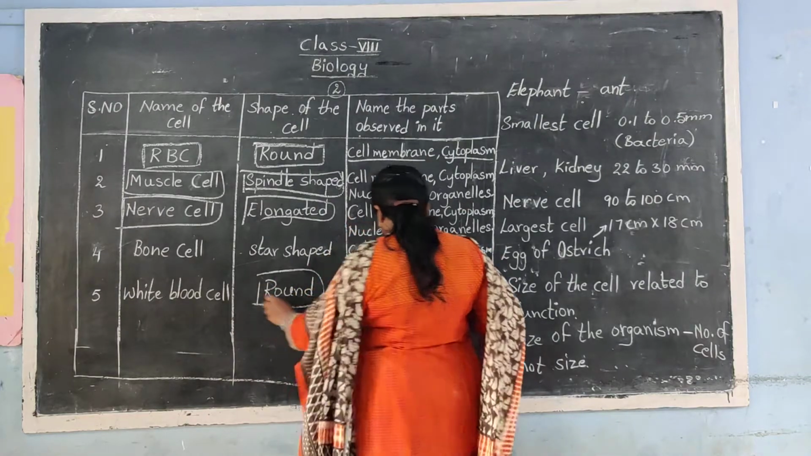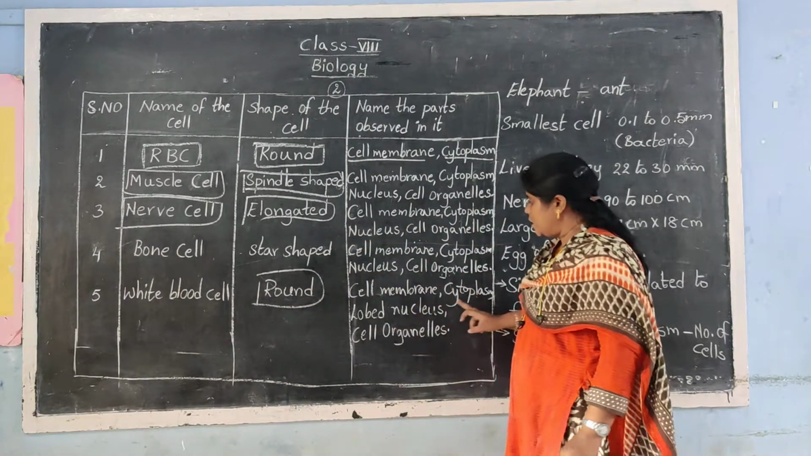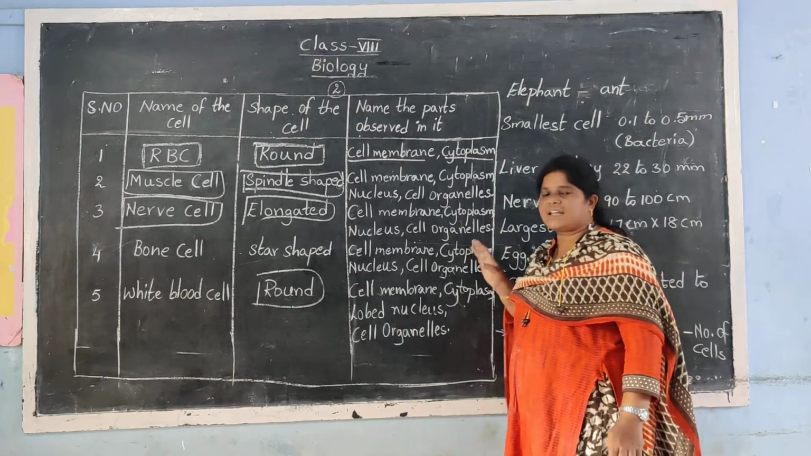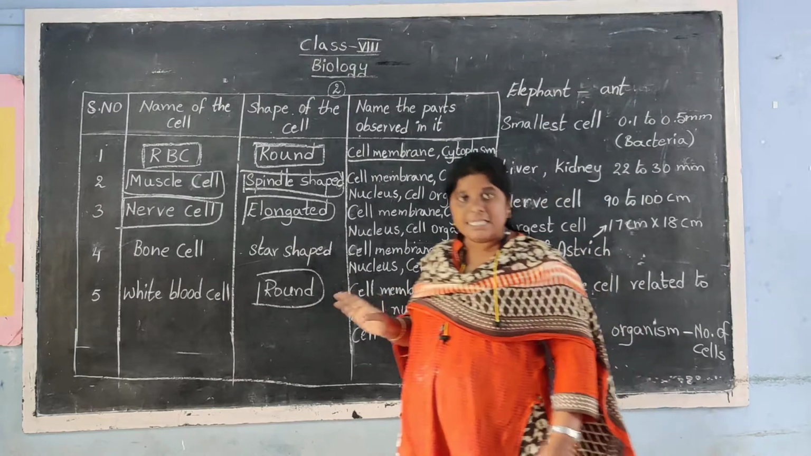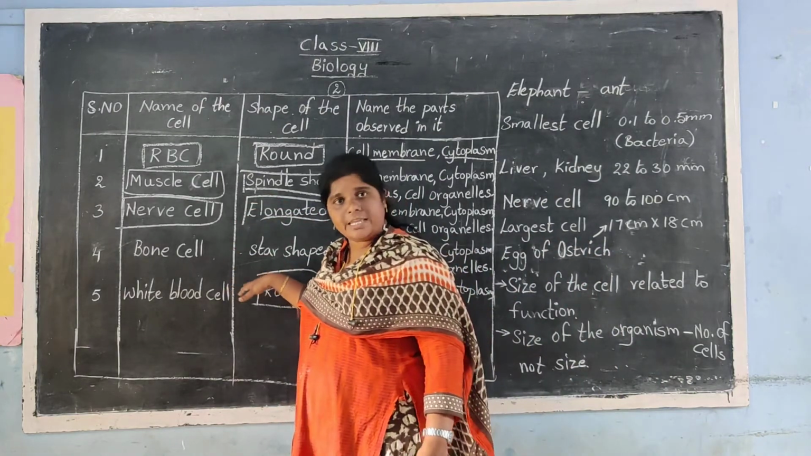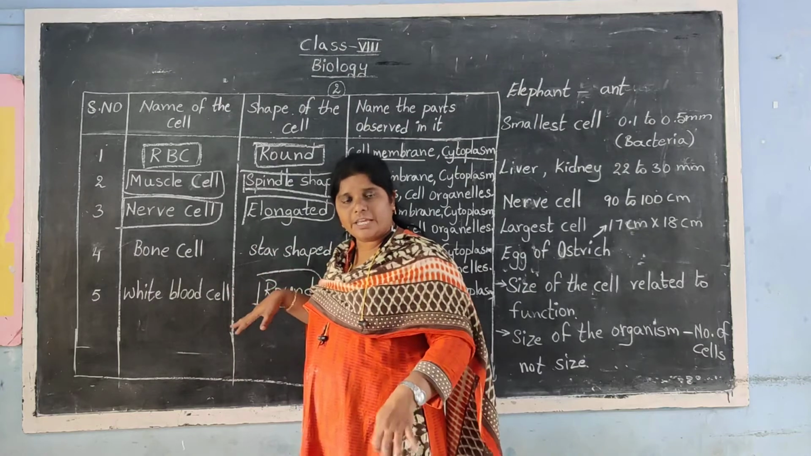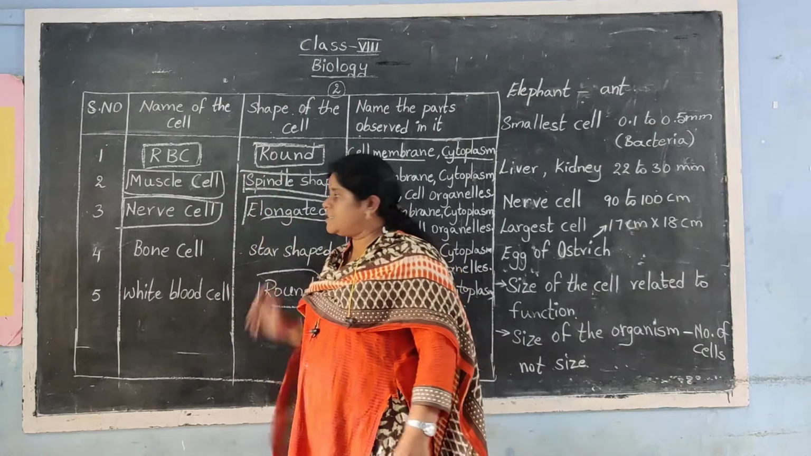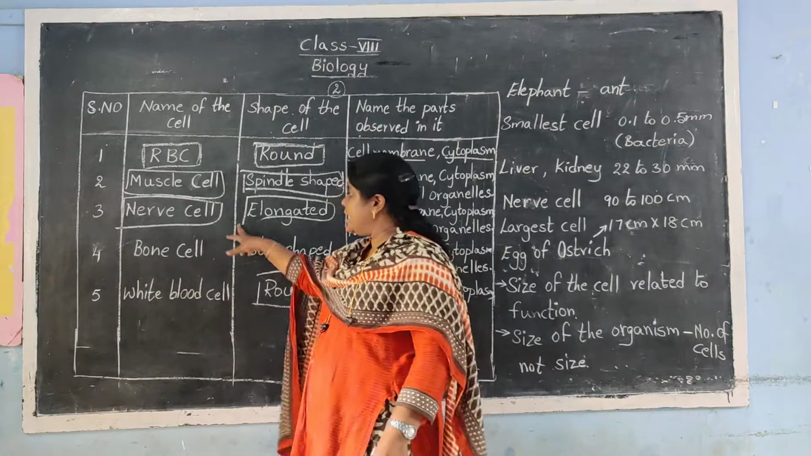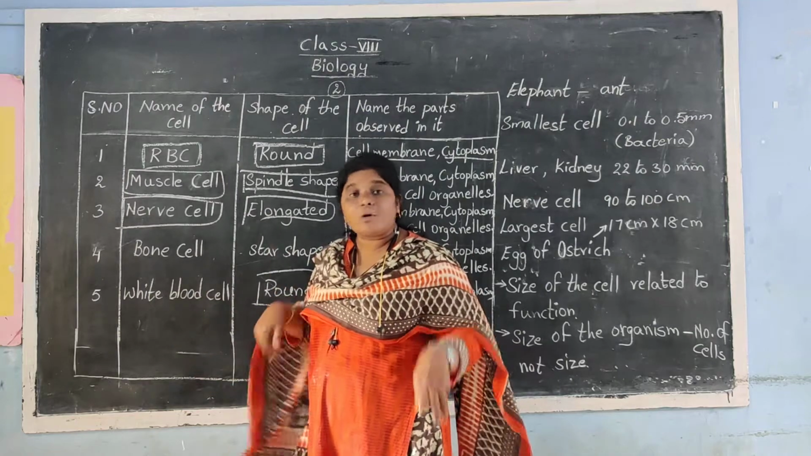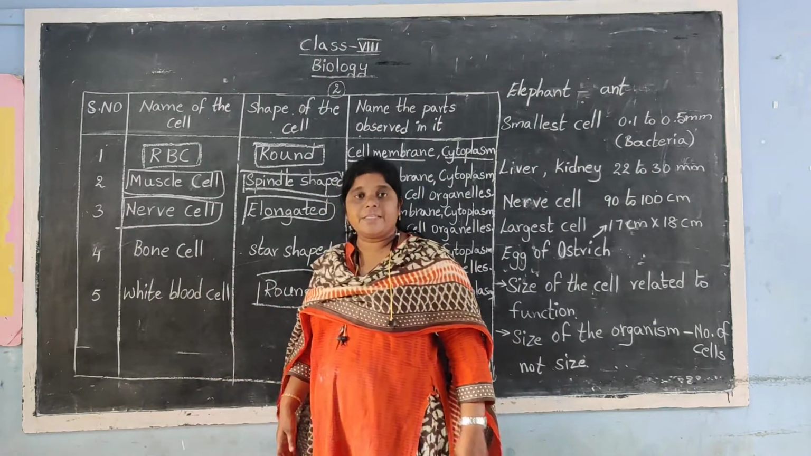Now, you can find cell membrane, cytoplasm, lobed nucleus and cell organelles. So finally, what we can understand from this table is that in our body only these cells are present. In our body only RBC is present. In our body only muscle is present. In our body only nerve cell is present. In our body only bone cell is present. In our body only white blood cells are present.